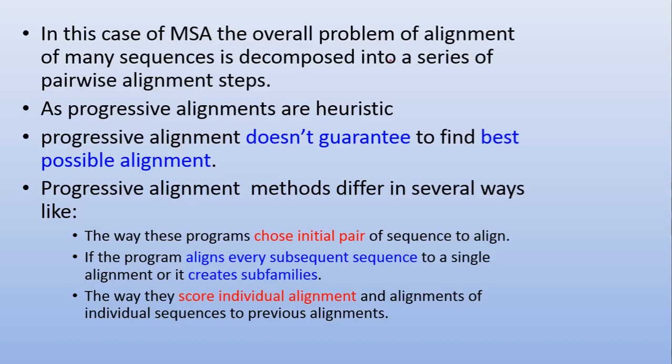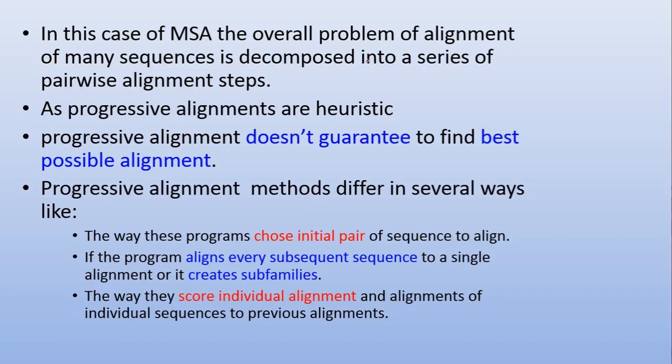Since these progressive strategies are heuristic in nature, and heuristic algorithms don't guarantee to find the best possible alignment, or what we call the optimal alignment, they would offer you multiple solutions, and it would be completely dependent on you which solution you prefer. So progressive alignment doesn't guarantee to find the best possible alignment. There are many progressive alignment strategies available, and such methods differ in several ways.